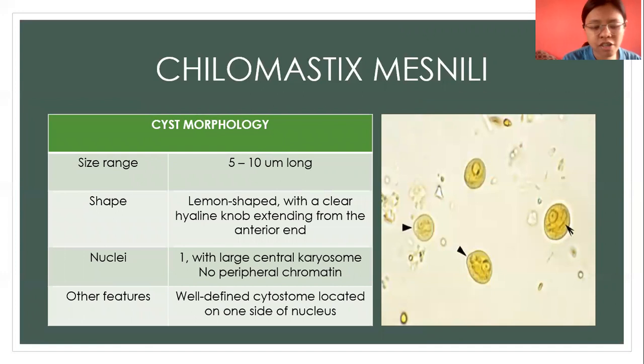Cyst morphology: its size range is 5 to 10 micrometer long. Shape niya is lemon shape with a clear hyaline knob extending from the anterior end. Nucleus 1 with large central karyosome. It has no peripheral chromatin. So other features niya, well-defined cytostome located on one side of the nucleus.